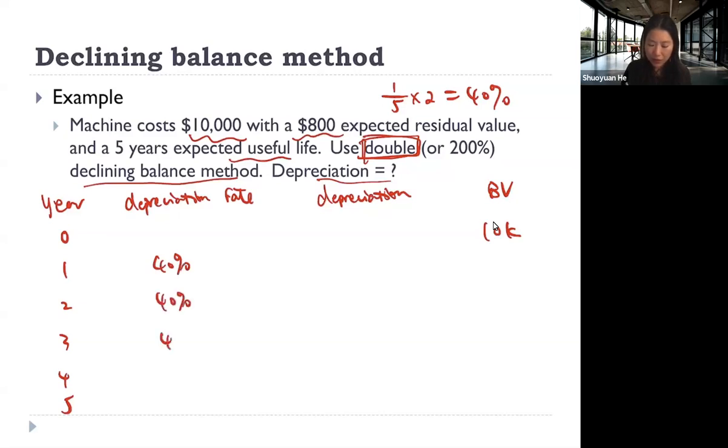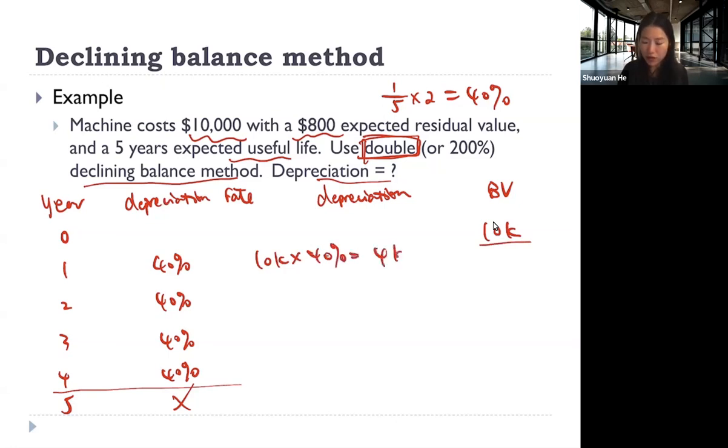The depreciation rate is the same every year until the second year before the last year. For the last year, we don't use a depreciation rate. We need to force our depreciation. Otherwise, the book value that is left won't be equal to your residual value. So we use 40% every year until the second before the last year. The depreciation for the first year is the book value 10,000 multiplied by 40%. So that's 4,000, and after the first year, our book value is 6,000.